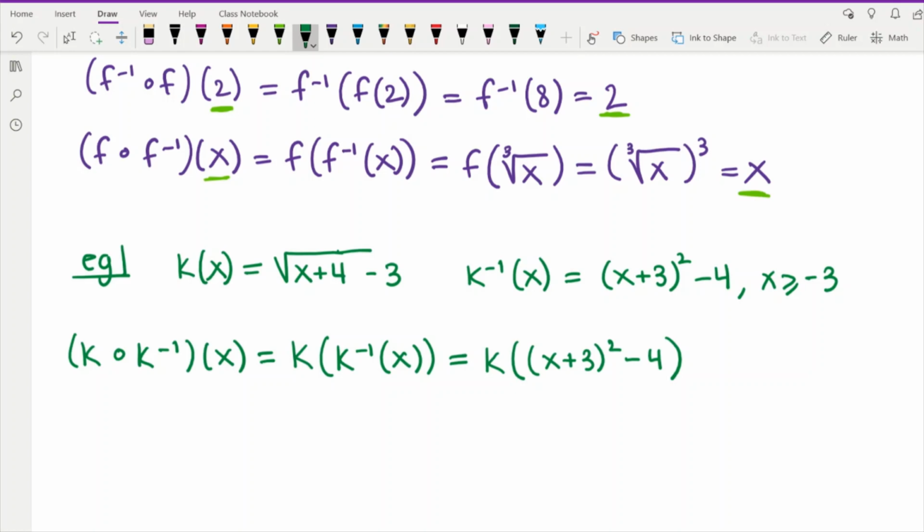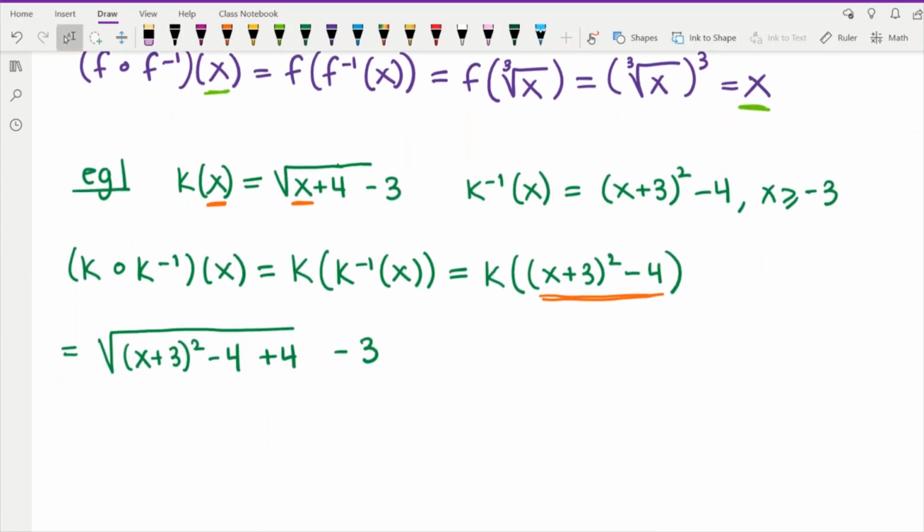I know this probably is going to seem a little crazy, but let me remind you how this works. When we're evaluating k of some complicated expression, all that means is that anywhere that we see x in our original function, we're going to replace it with this whole thing. So we're going to replace x with x plus 3 squared minus 4. We go into our original function for k of x, and everywhere we see an x, we replace it with this whole input that I underlined in orange. So that means we're going to have the square root of x plus 3 squared minus 4, plus 4, minus 3.